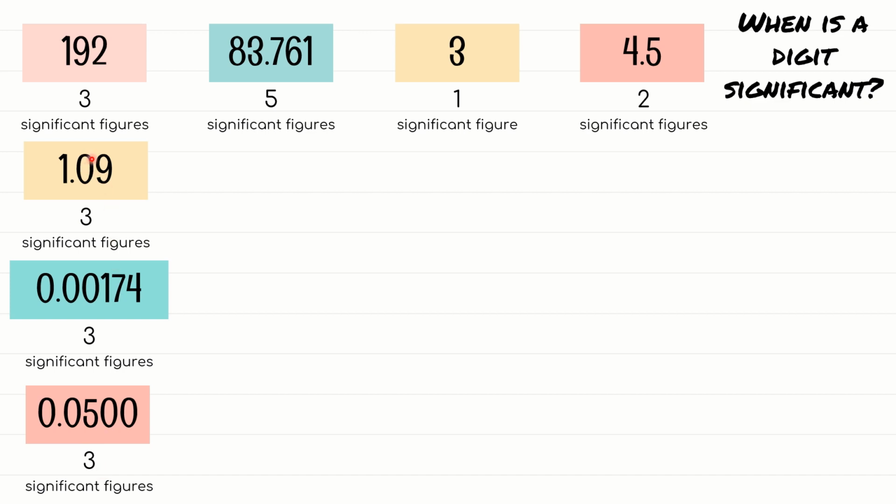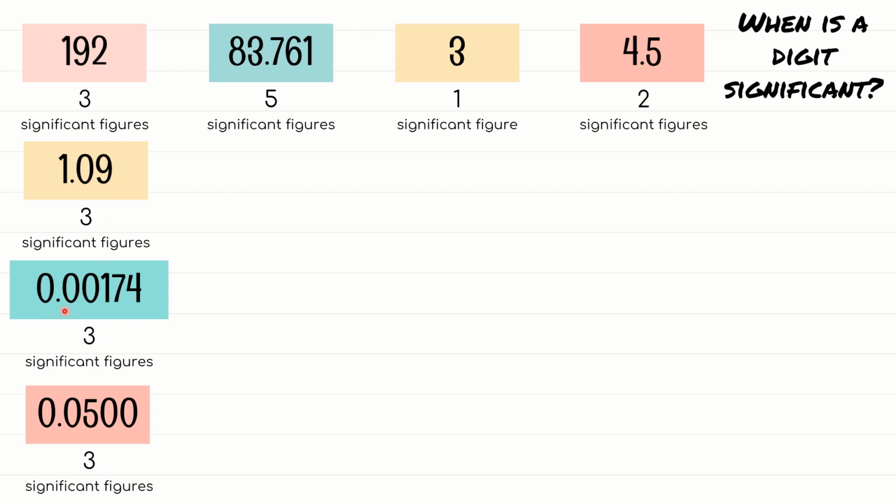This means that the digit 0 determines how we go about counting the number of significant figures. So when we have 0 in between non-zero digits, in this case 1 and 9 are non-zero digits, 0 itself is considered significant. So therefore, I count this as 1, 2, and 3 significant figures.